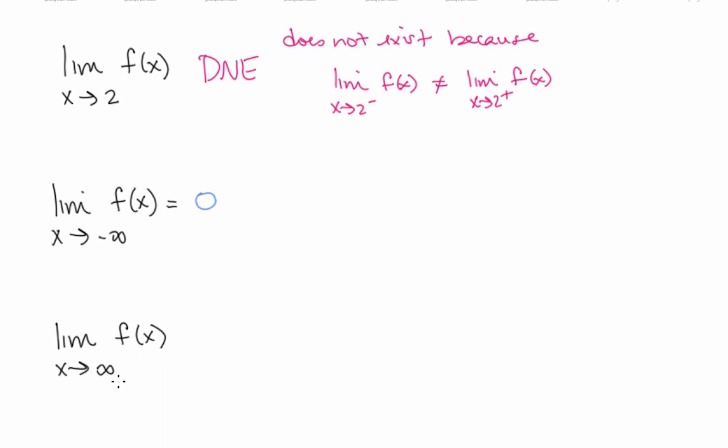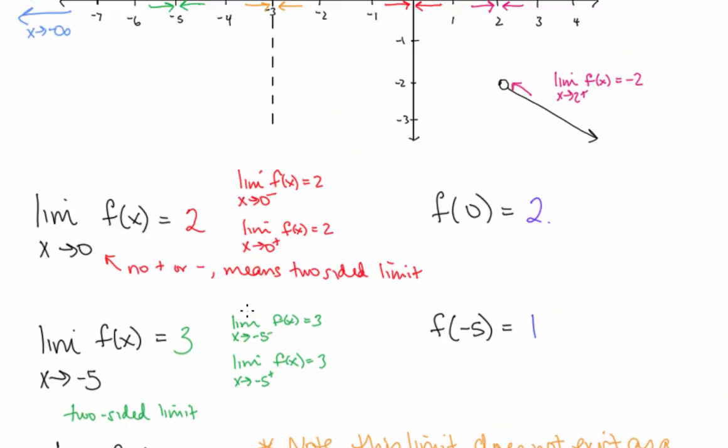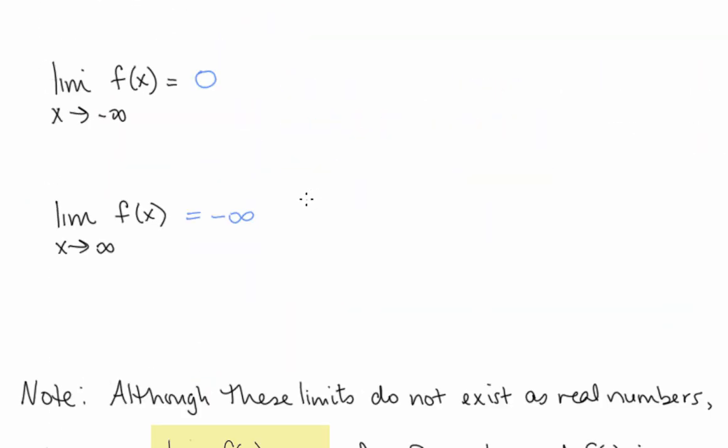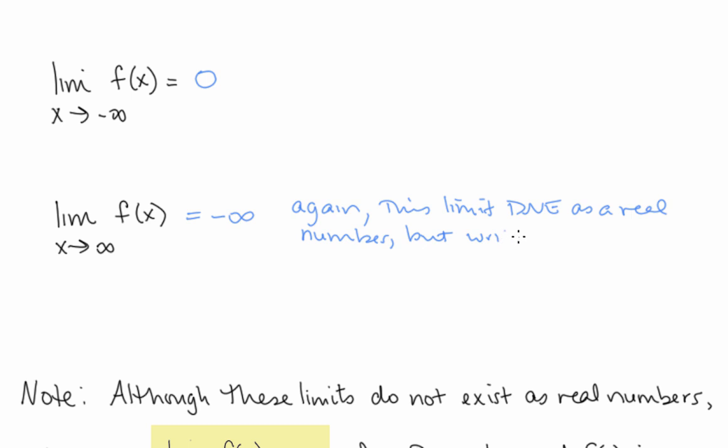And as x goes to positive infinity, what's happening to the f of x values? As x goes towards positive infinity, the corresponding function values are going towards negative infinity. So again, this limit does not exist as a real number, but writing negative infinity gives more information than writing DNE.